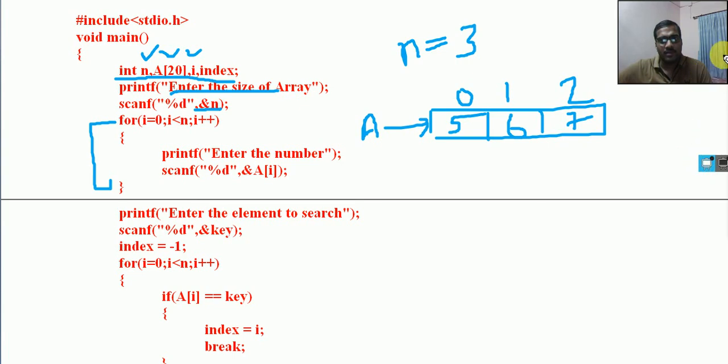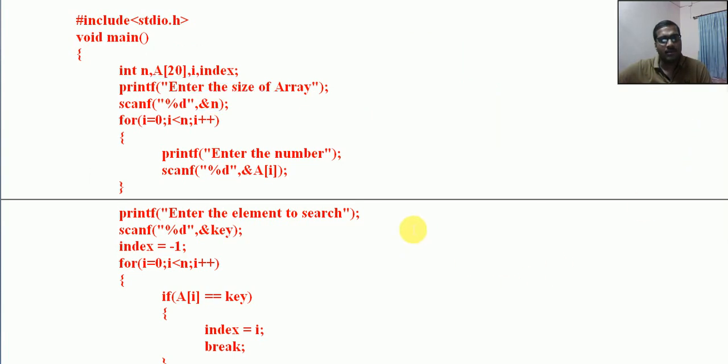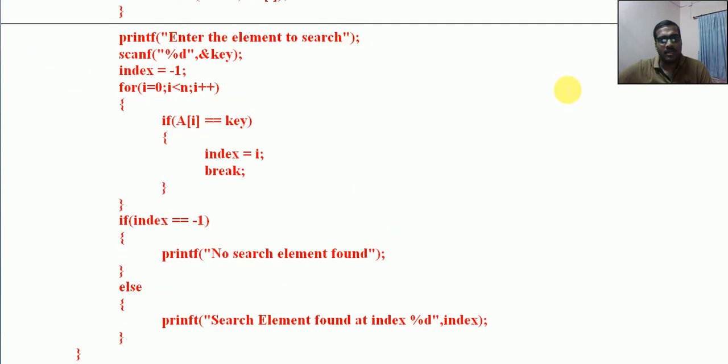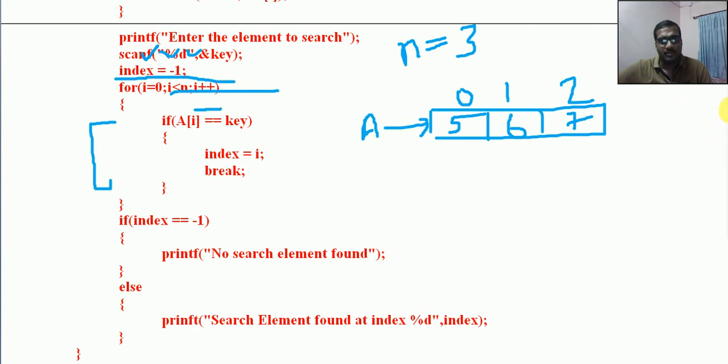Now let us see the remaining portion of the same program, the logic where we are actually applying the check for a particular element. Let us see once again. First of all we need to enter the element that is to be searched. So from this array I want to search for a particular element, right? So enter the element to search, just like reading the size of array, scanf with ampersand key. So I am using one more variable, key.